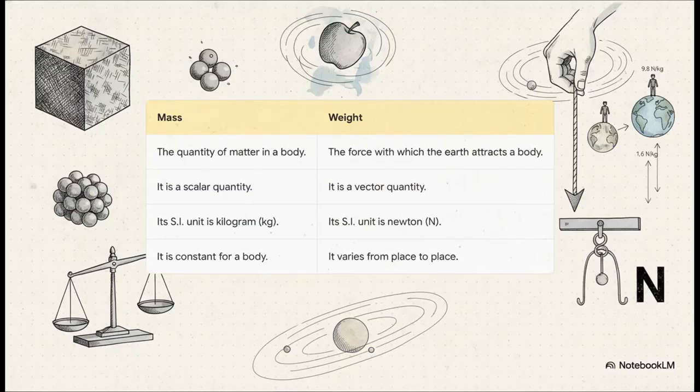And this brings us to a super common point of confusion, the difference between mass and weight. It's simple, really. Your mass is the amount of stuff you're made of. It's measured in kilograms, and it never, ever changes, no matter where you go in the universe. Your weight, on the other hand, is just the force of gravity pulling on your mass. So if you went to the moon, your mass would be exactly the same, but your weight would be much less because the moon's gravity is weaker.